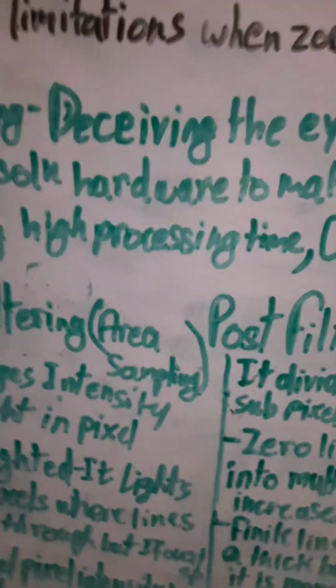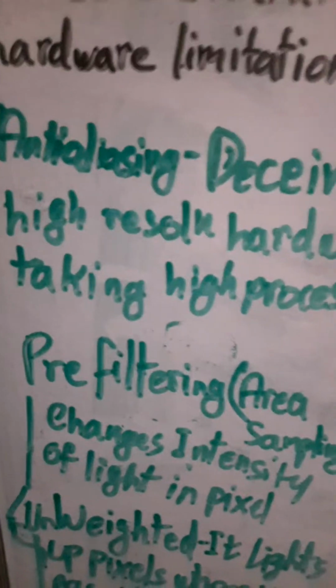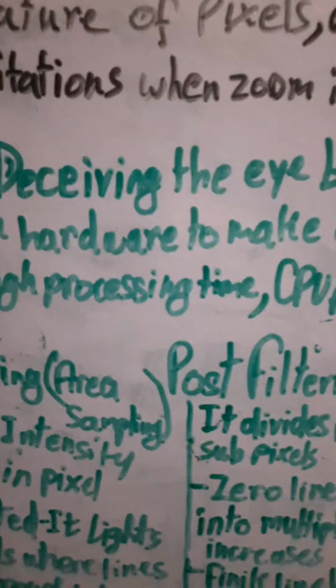Now what happens is anti-aliasing. So aliasing was your problem. Now anti-aliasing is the solution, fixing the problems. Now what happens here is you are deceiving the eye.